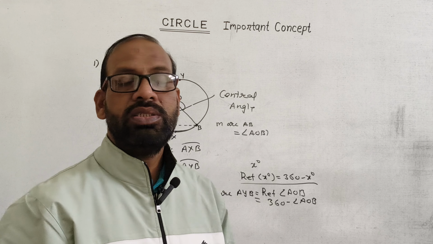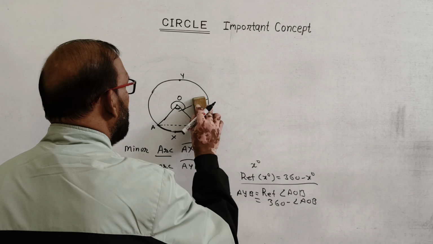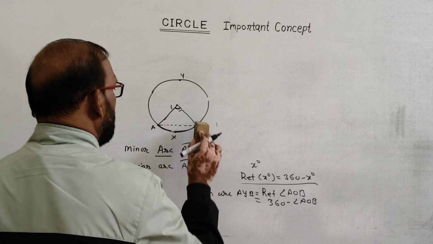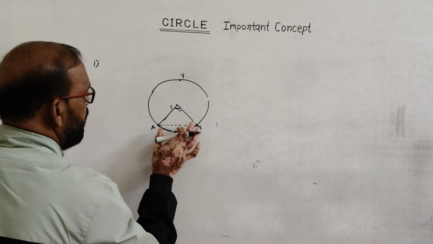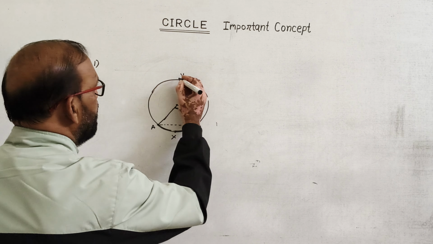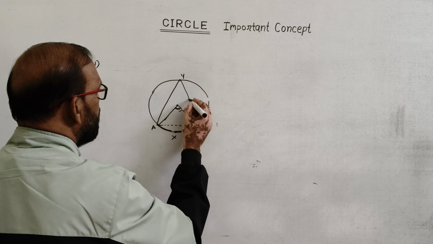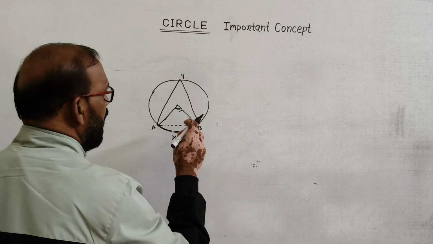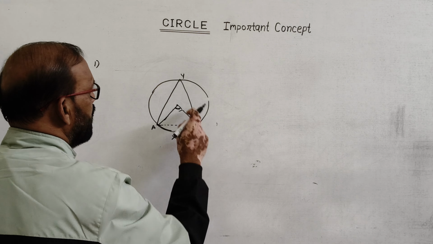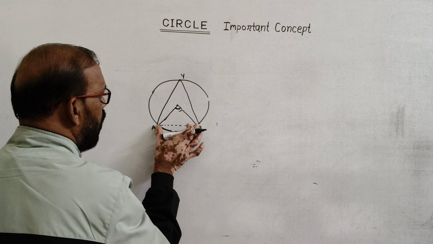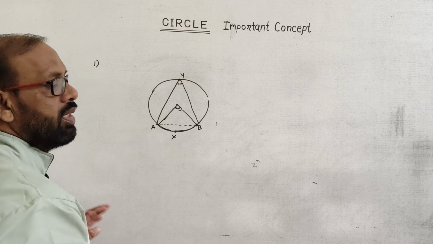Now the next one. Suppose this arc AB or chord AB, and we inscribe an angle in the remaining part of the circle. Remaining part of the circle means, suppose this is the arc AXB, and if we take any point Y in the remaining part of the circle and join Y with the end points of the chord or arc, this is said to be the inscribed angle in the remaining part of the circle.